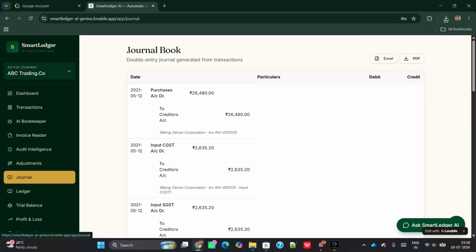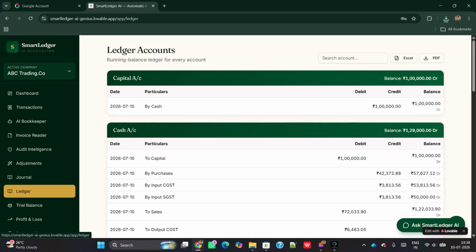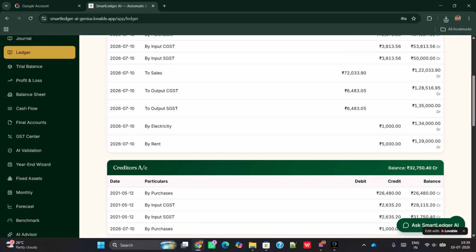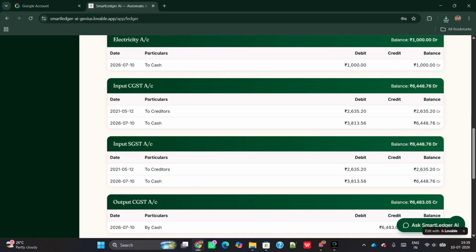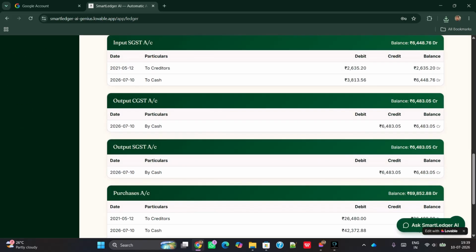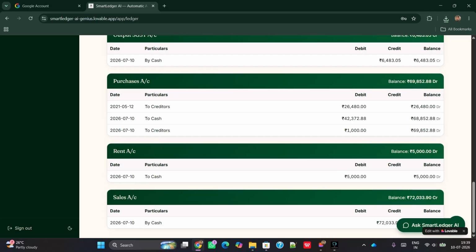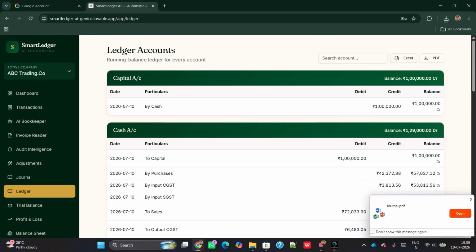Now coming to the next option, that is ledger. It also creates the ledger accounts of the transactions which have been entered by us. So these are all the ledger accounts which are needed by the business to find out the debit and credit balance.